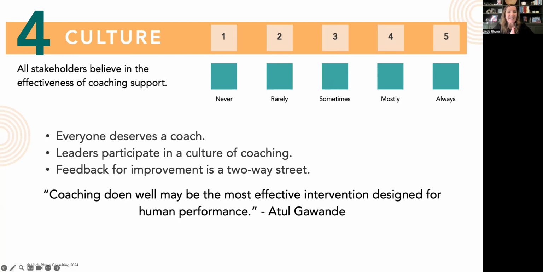This next indicator says all stakeholders believe in the effectiveness of coaching support. And we go from never to always, right? So we have to consider who are all of the stakeholders in our system, and who's being coached. If we come from this perspective, Atul Gawande says everyone needs a coach. I switch that to everyone deserves a coach. And I could be not quoting somebody else who said that, so I'm not owning that, but I truly believe that, right?